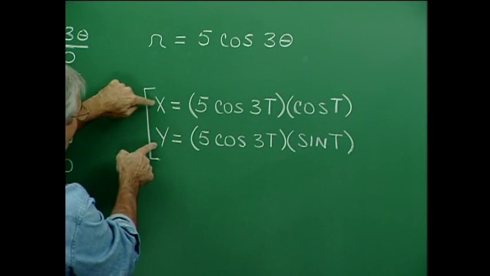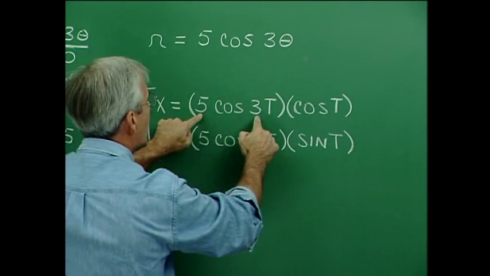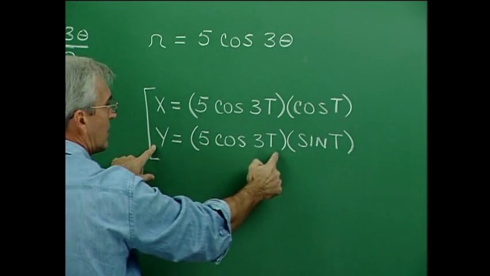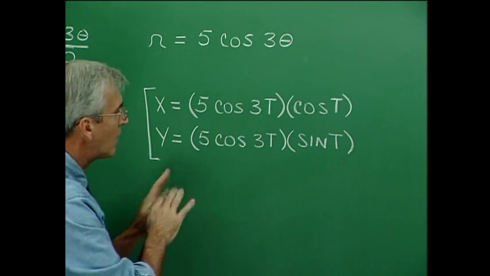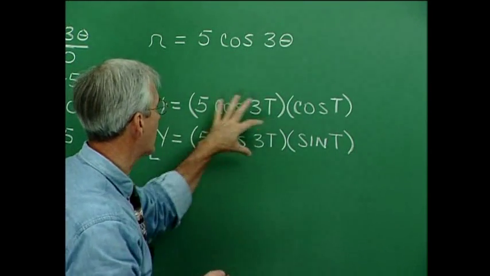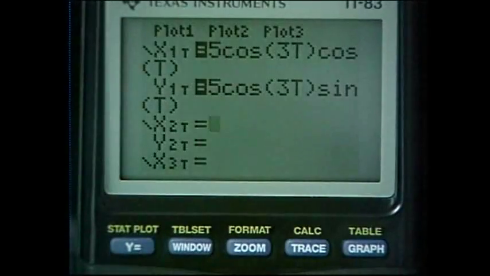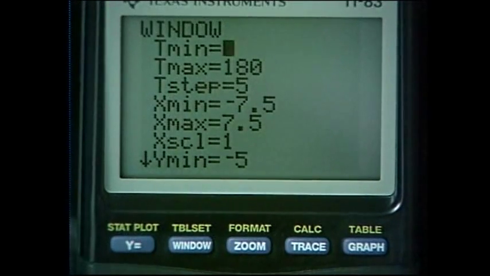The parametric equations associated with this situation are these. x is 5 cosine 3t times cosine t, and y is 5 cosine 3t times sine t. And so let's go to the calculator now. Let's use the parametric equations first. I've already entered the equations and I have already made some window settings.